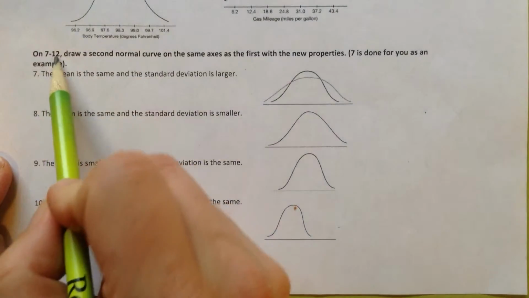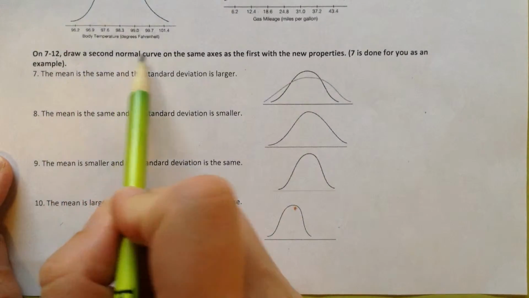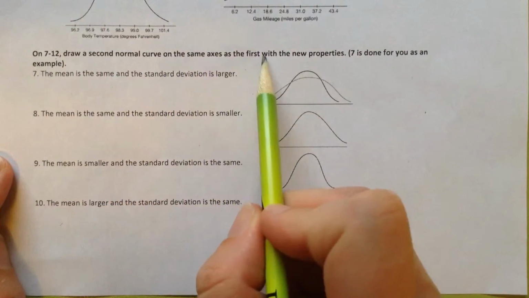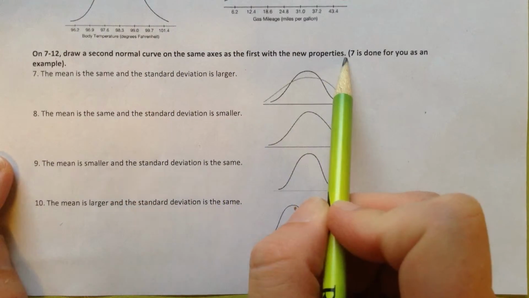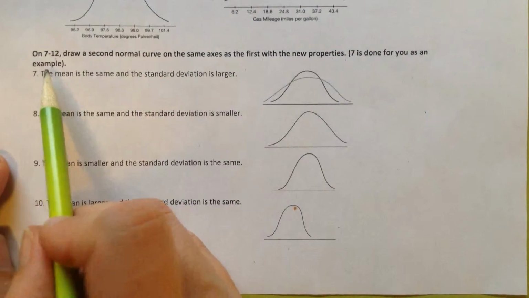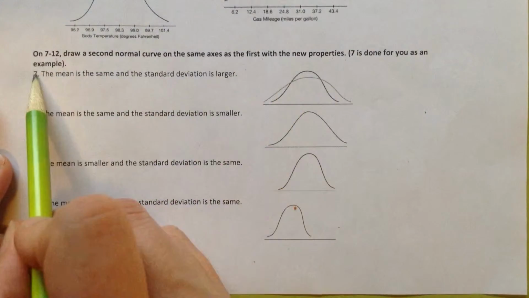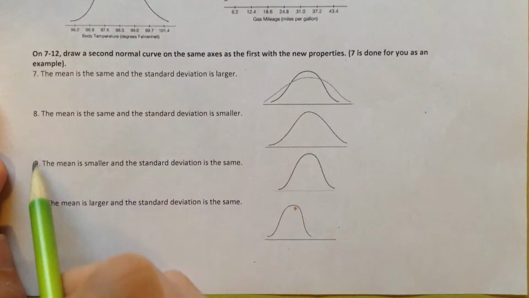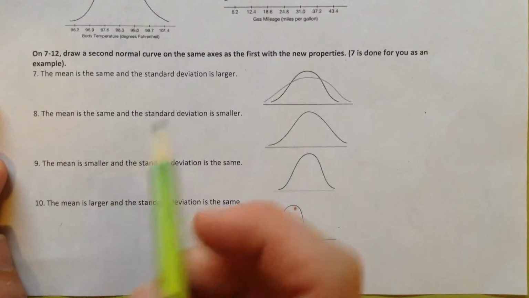On 7 through 12, the instructions say to draw a second normal curve on the same axes as the first with the new properties. And 7's done for you, but I'm going to talk through the explanation for 7. I'll do problem number 8, and then you do 9 through 12 on your own.